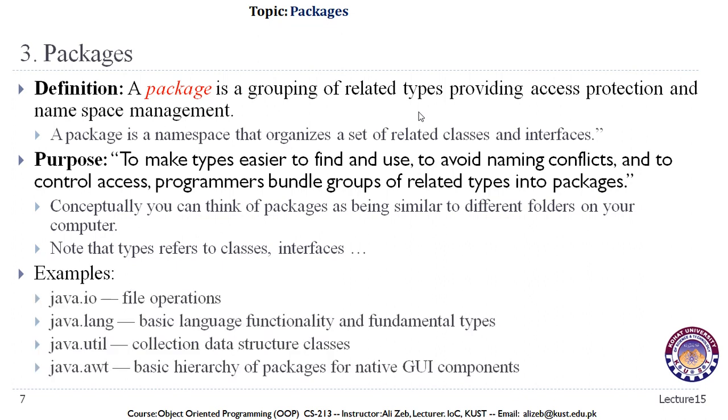Examples: java.io is used for file operations. So java is a folder that contains the io class. Java can be called a package that contains the io class.